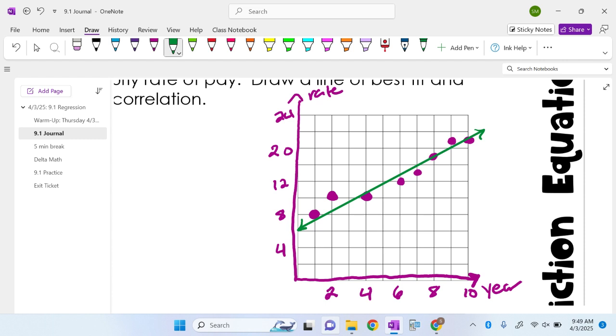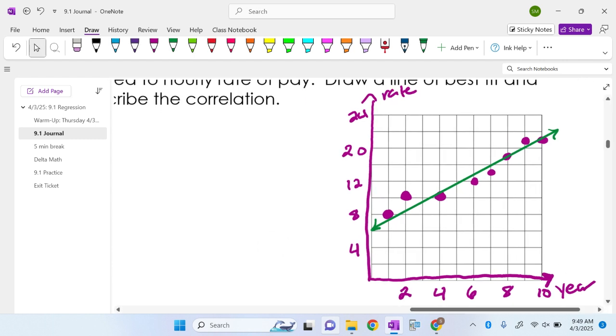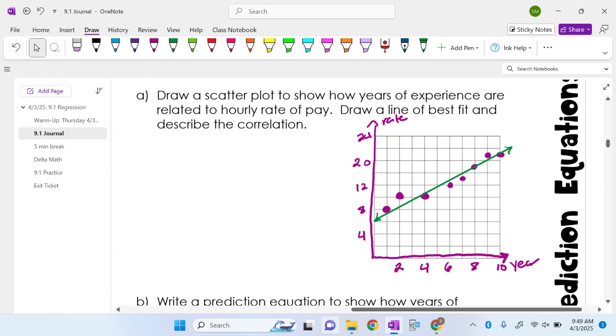Now, looking at the correlation. First off, do you think this will be a positive or negative correlation? Positive. Why? Right, because it's a positive slope of the line. So I would say that this is positive.